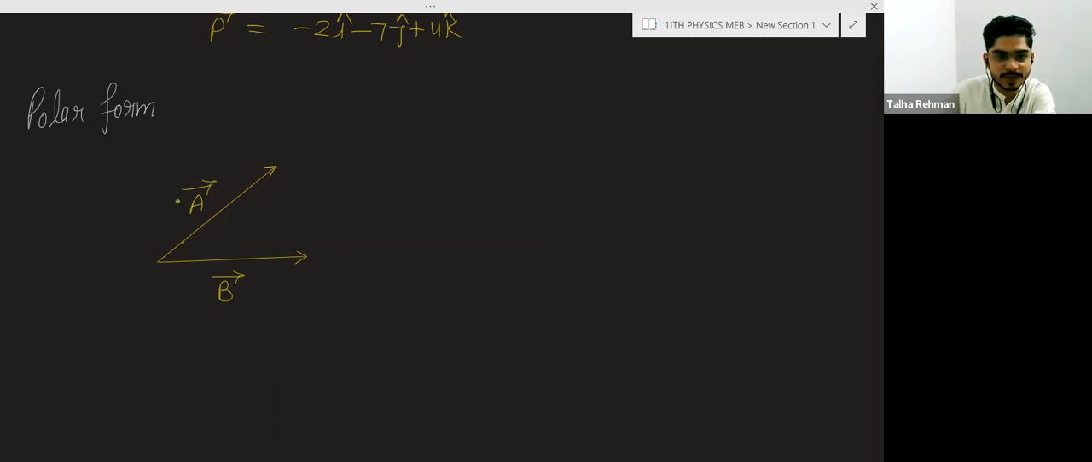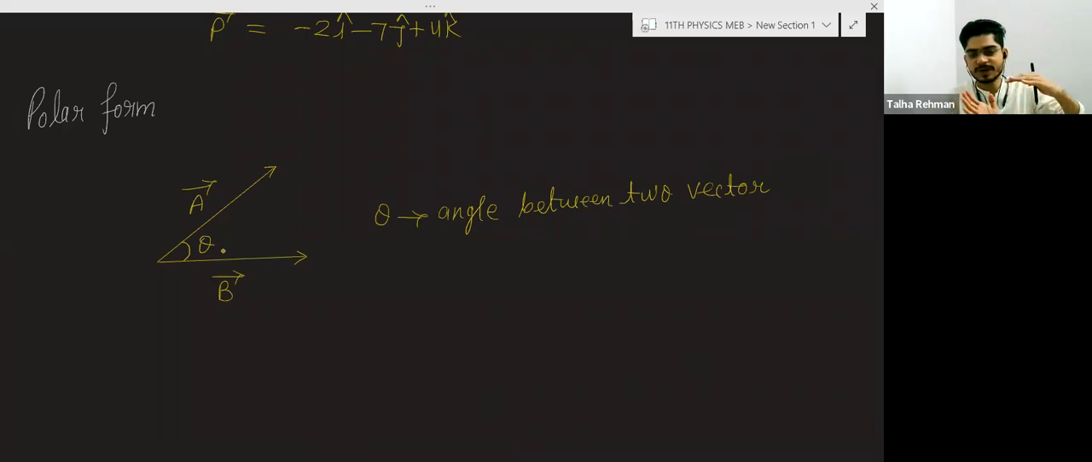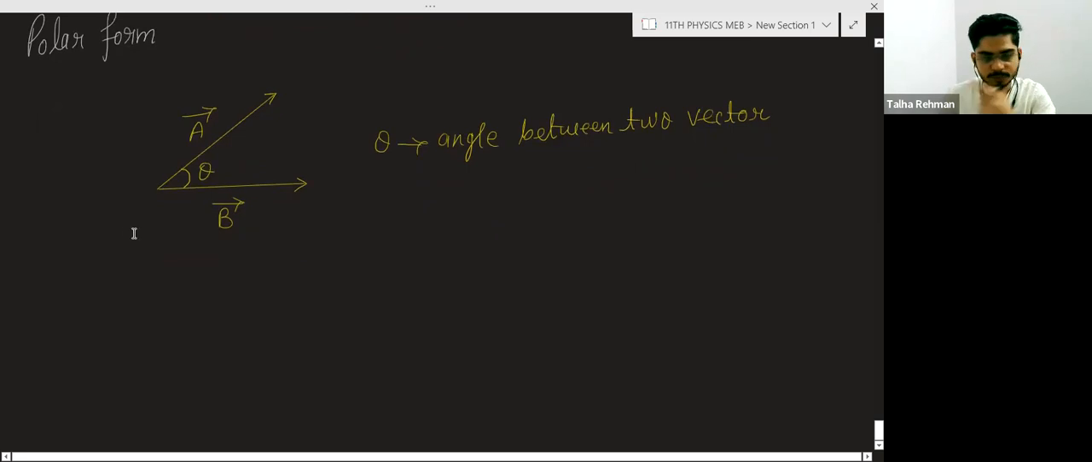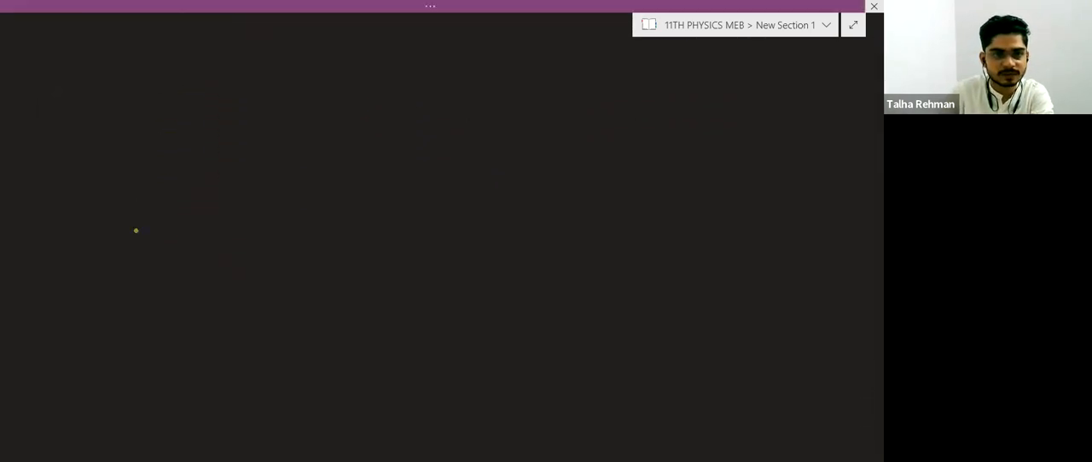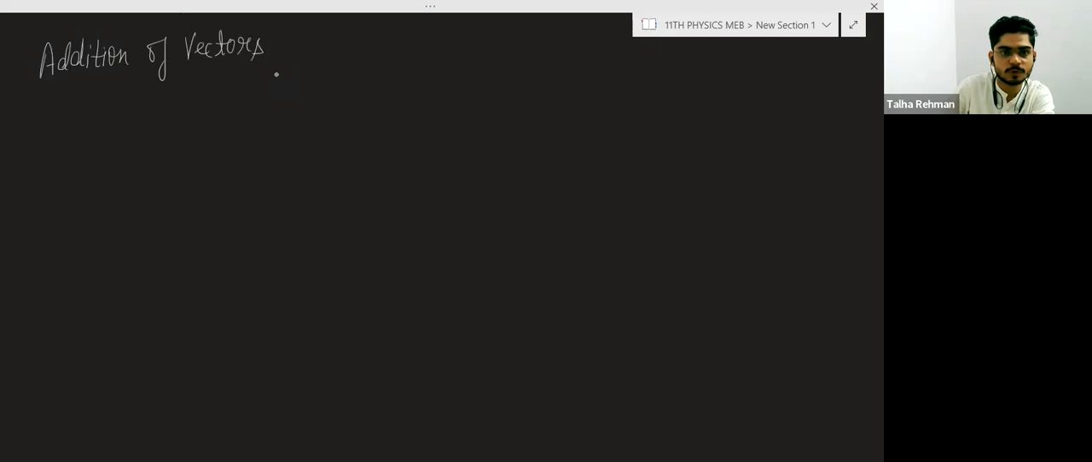And in polar form, there is a requirement of the angle between the two vectors. So theta, I am supposing, is the angle between the two vectors. There will be some geometrical construction when we add the vectors, when the vectors are given in the polar form. So in polar form, how will we add the vectors? See, this is the addition of vectors in polar form.